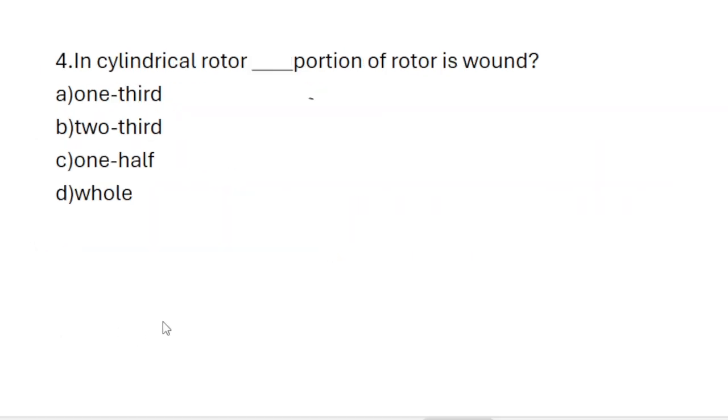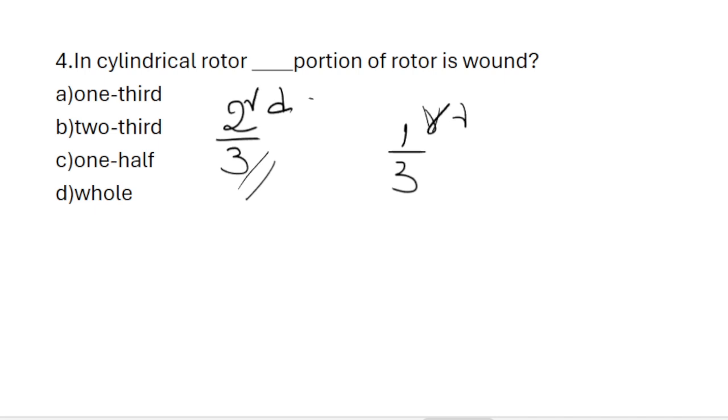Next question. In cylindrical rotor, dash portion of rotor is wound. The synchronous machine is wound over two-thirds of the circumference and left unwound over the remaining one-third for harmonic reduction, mechanical strength, thermal management, and to optimize the flux distribution. It means the portion left unwound, the one-third portion, makes the rotor distribute uniform flux. These design choices enhance the machine's overall performance and longevity.